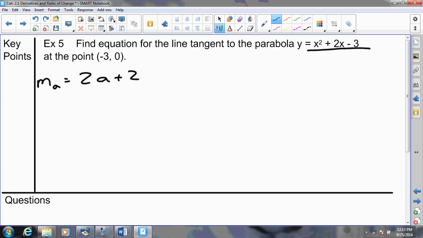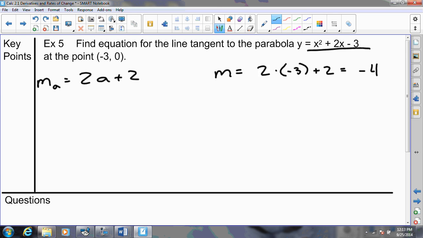Well, what is our a value for this particular one? A is negative 3, so if we plug in negative 3, we can get our slope. 2 times negative 3, negative 6 plus 2, that's our slope. And isn't that a whole lot easier than doing all the graph and the table? If you can do the limit of the difference quotient, we can then start figuring out a lot of other values a lot quicker.